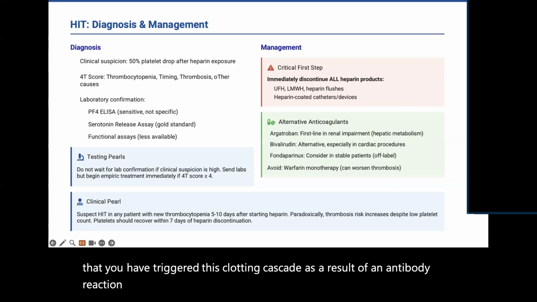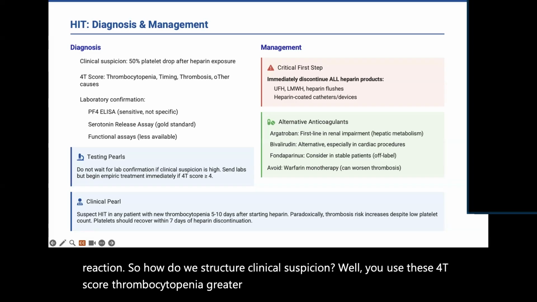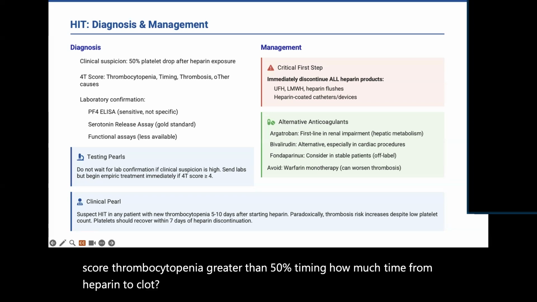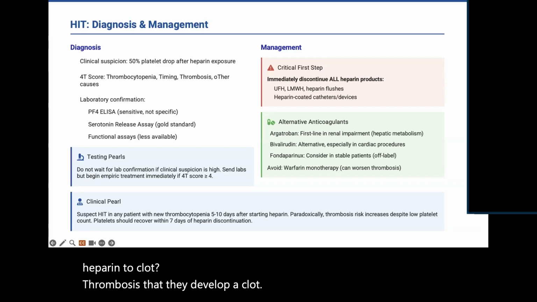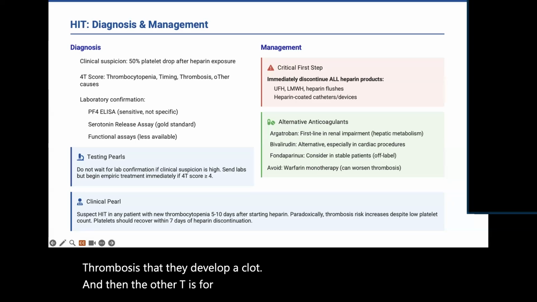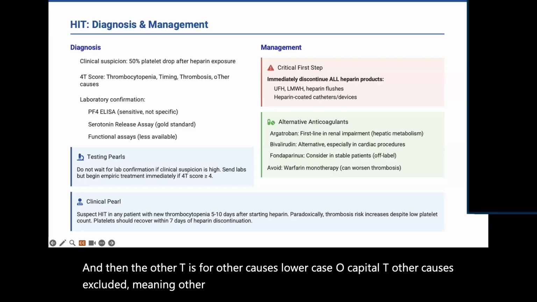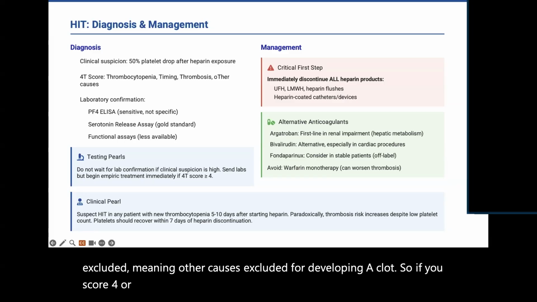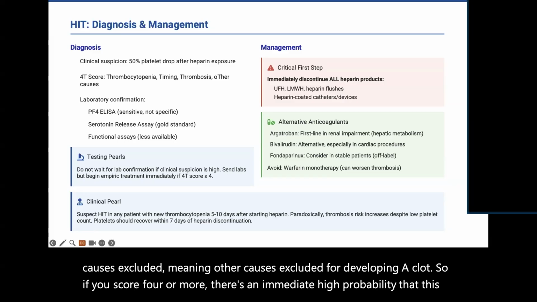So how do we structure clinical suspicion? Well, you use the 4 T score. Thrombocytopenia, greater than 50%. Timing, how much time from heparin to clot. Thrombosis, did they develop a clot? And then the other T is for other causes, lowercase o, capital T, other causes excluded, meaning other causes excluded for developing a clot.